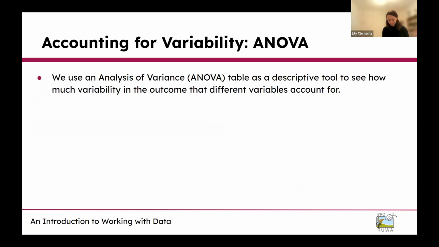How are we going to do this? We use something called an analysis of variance table, or an ANOVA table. We can use this as a descriptive tool to see how much variability in the outcome the different variables account for.